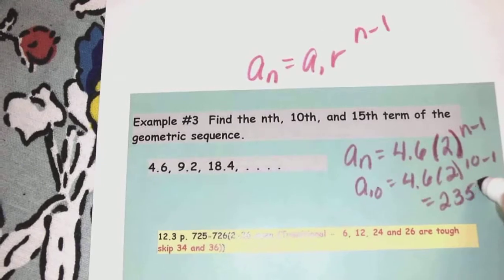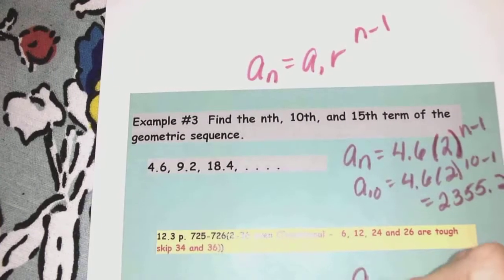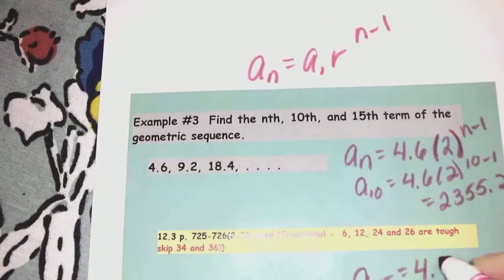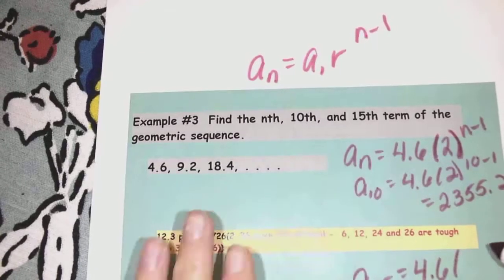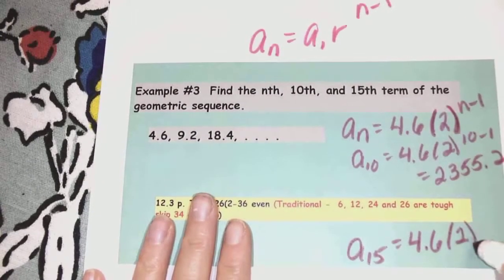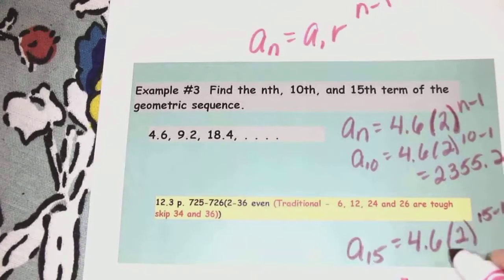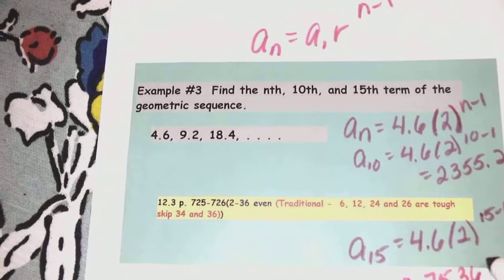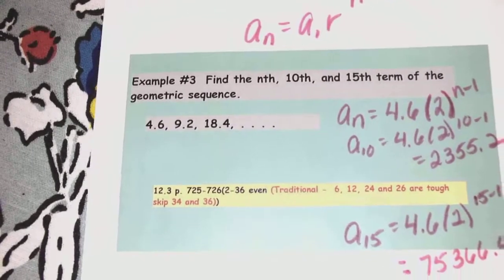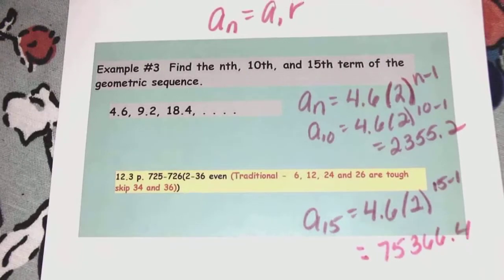Next, for the 10th, I will plug in a 10 for n, type that into my calculator, and I get 2355.2. And for my 15th, I do the same thing. Use my original formula here and plug in a 15 for n. And when I do that, I will get 75,366.4. That concludes your video on geometric sequences.